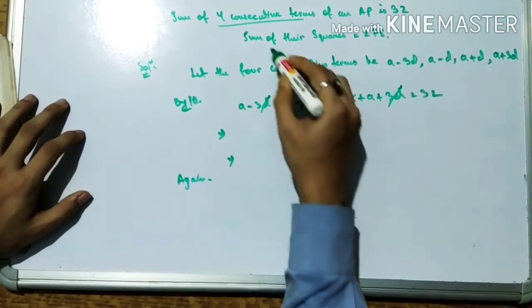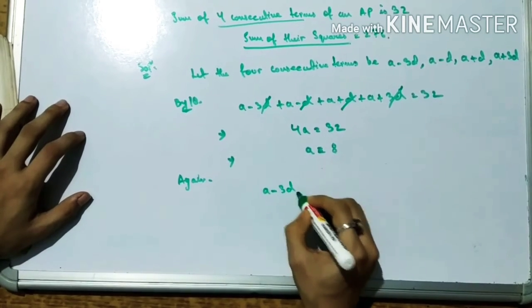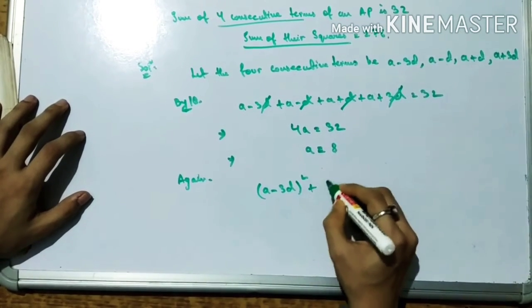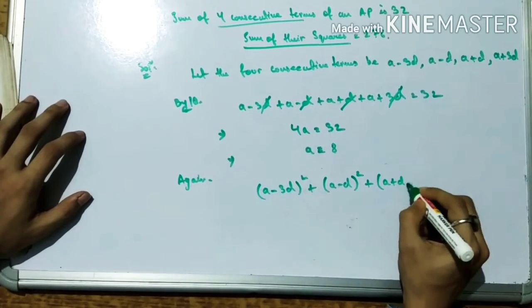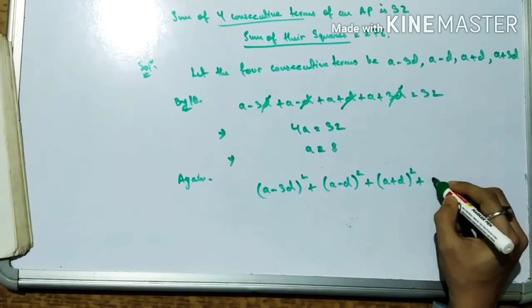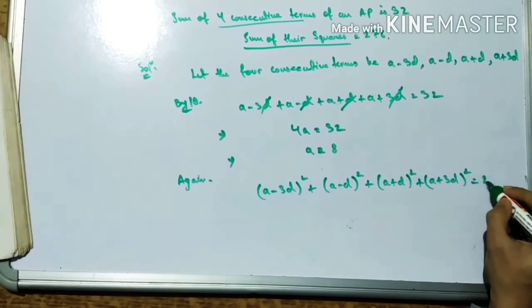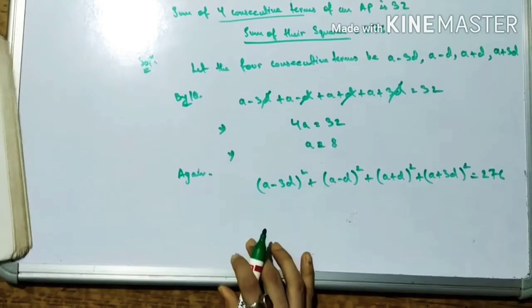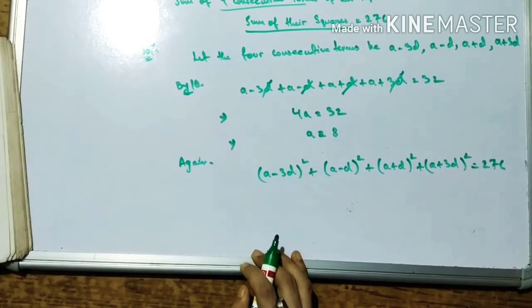Again, the sum of their squares is given. That means a minus 3d the whole square plus a minus d the whole square plus a plus d the whole square plus a plus 3d the whole square is equal to 276.